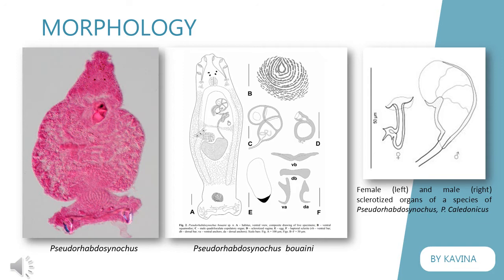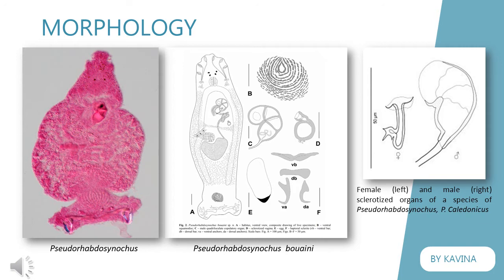The squamodiscs, one ventral and one dorsal, of species of Pseudorhabdosynochus are made up of numerous rodlets arranged as concentric rows. All species of the genus have 2 squamodiscs except Pseudorhabdosynochus sinaiticus, in which these organs are completely lacking.